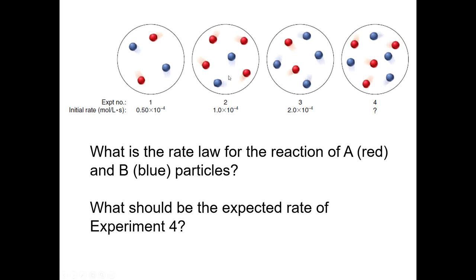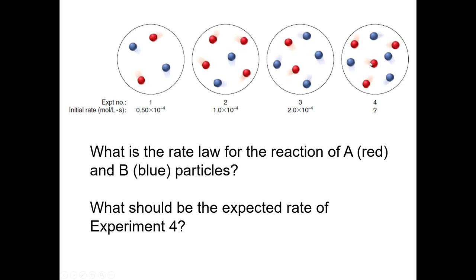Alright, let's do the same thing for B. If I look at experiments 1 and 3, my A is staying the same, but my B is doubling from 2 to 4. And then I can see my rate is quadrupling. So doubling my B quadrupled the rate, indicating that B is second order. So in this example, A is first order and B is second order. Now knowing that, we can determine what the rate for experiment 4 should be.